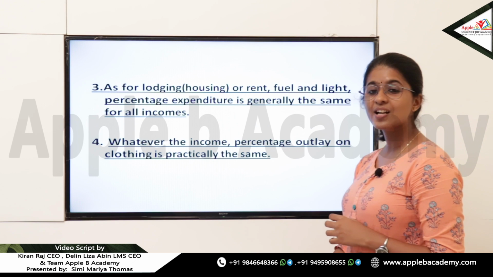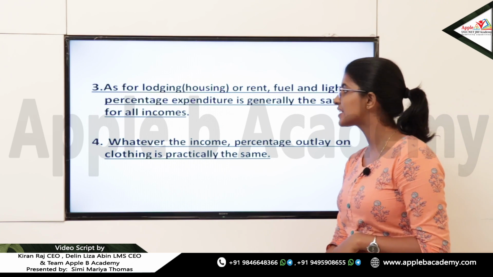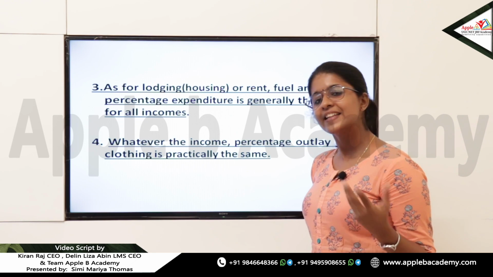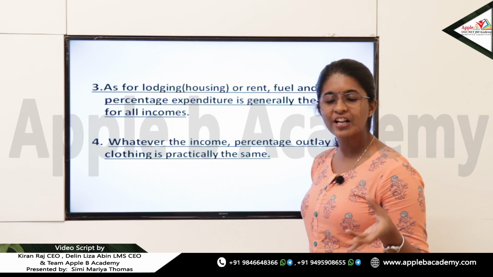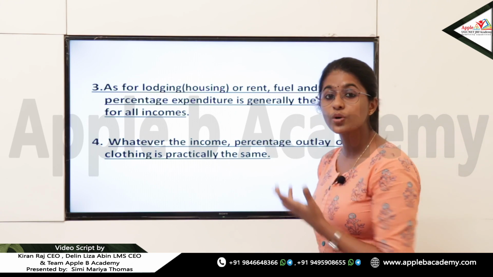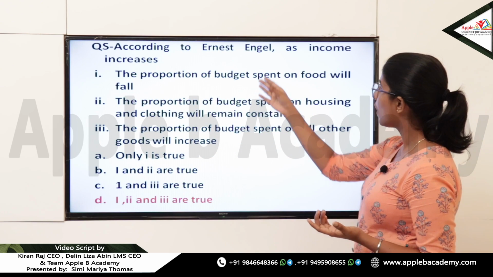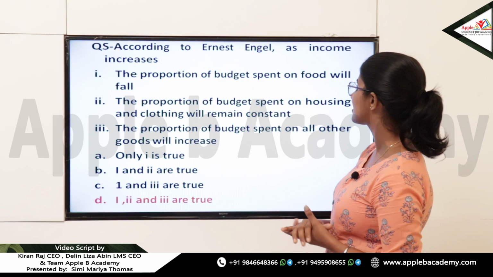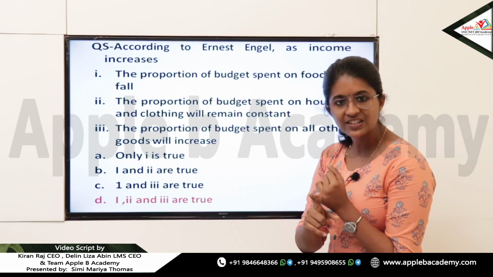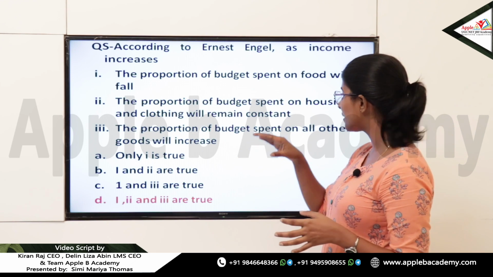Another one is that for lodging, rent, fuel and light, and clothing, expenditure is generally the same for all incomes. Whatever the income rise, the level of consumption and expenditure does not change. These are the conclusions we drew from the Engel curve. Coming back to the question, all these three statements are conclusions that we drew from the Engel curve. The proportion of the budget spent on food is falling with increased income. The proportion of budget spent on housing and clothing will remain the same.